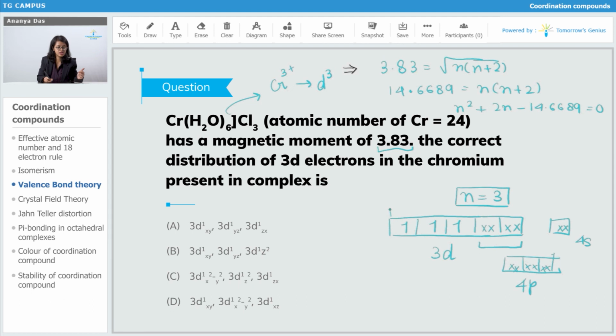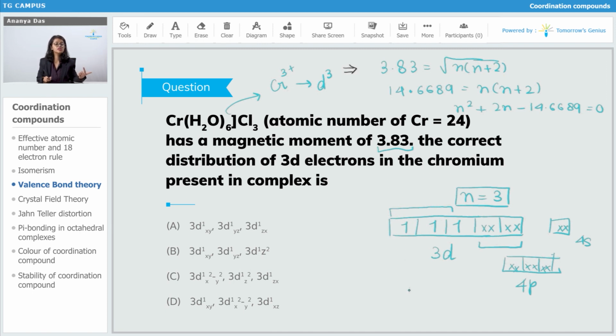Which means that these three, the unpaired electron orbitals, are dxy, dyz and dzx. So your option A is correct. That is, the configuration is 3d xy1, meaning in the xy orbital there is 1 electron, in the yz orbital there is 1 electron, and in the zx there is 1 electron.